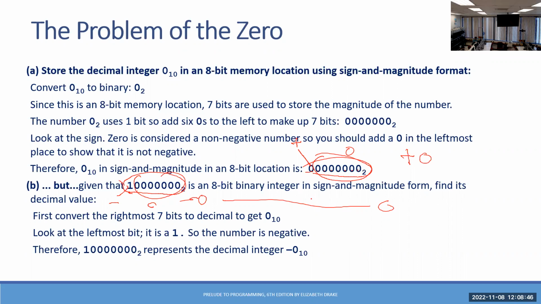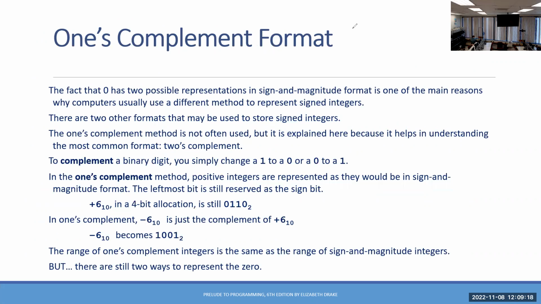It's very confusing. So basically, the computer doesn't use sign and magnitude. They write it here only for you to understand the process. The problem is that you have 2 ways to represent number 0. That's why they do not use sign and magnitude in the computer. So how can we overcome this? They came up with the idea of another format, the one complement format.